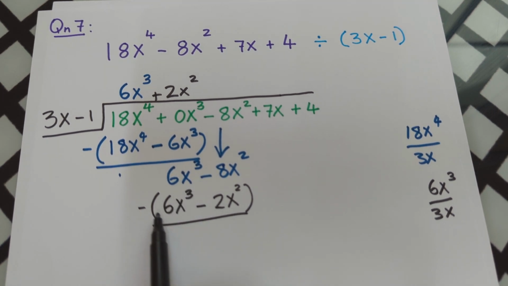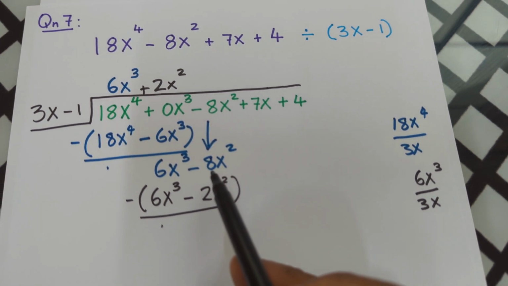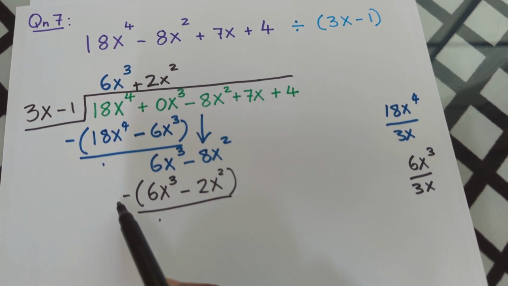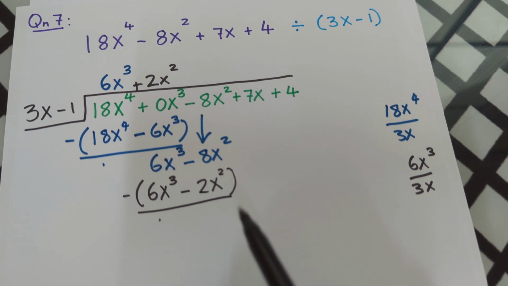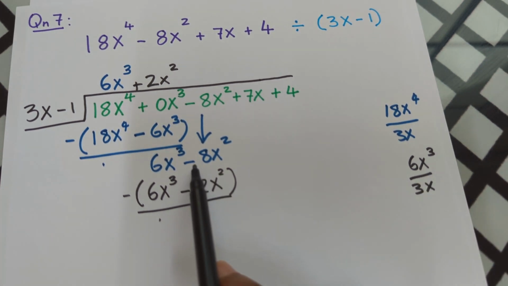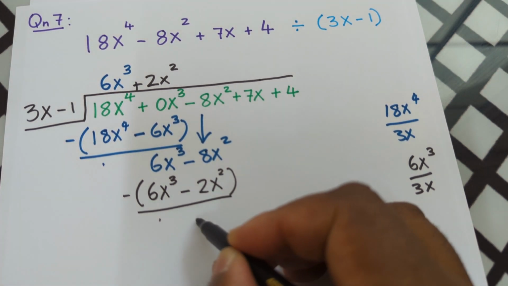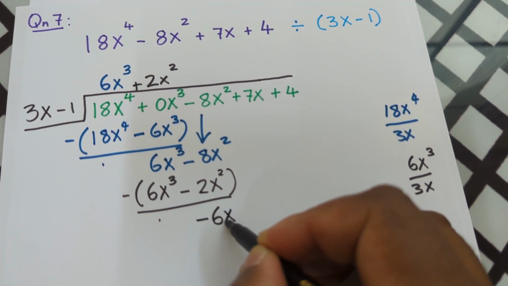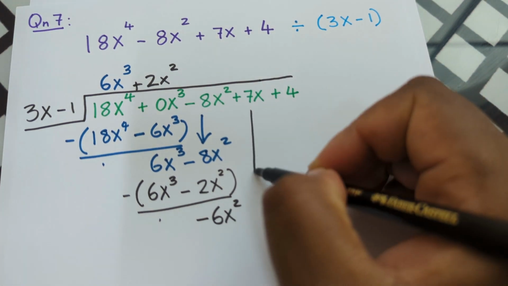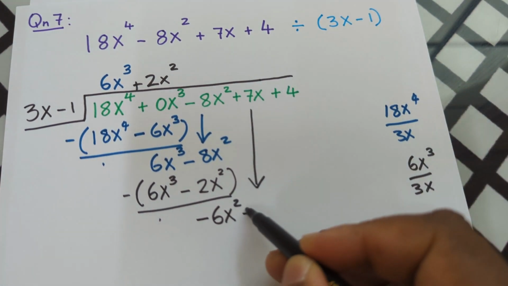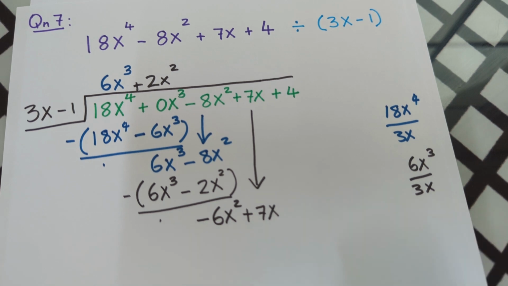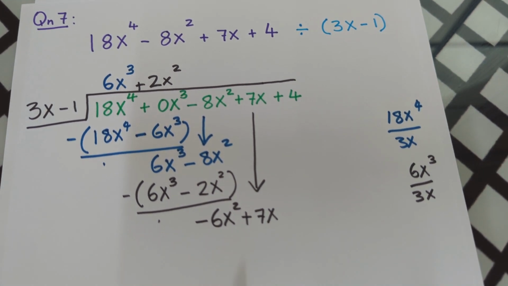6x to the power 3 minus 6x to the power 3 will give us a 0. Then negative 8x squared minus negative 2x squared is the same as saying negative 8x squared plus 2x squared. It will give us negative 6x to the power 2. And we bring down our next term, which is 7x in this case.